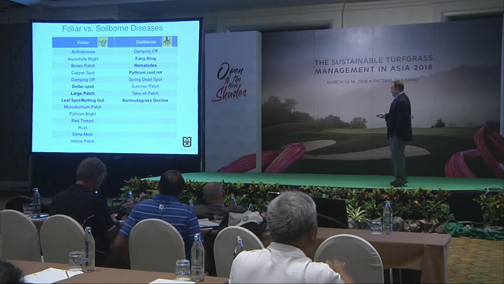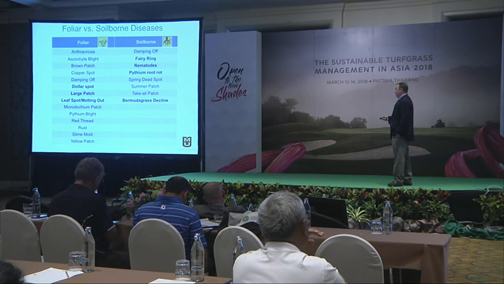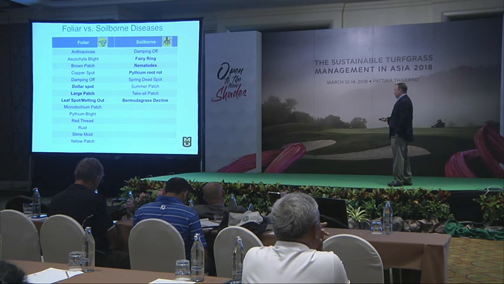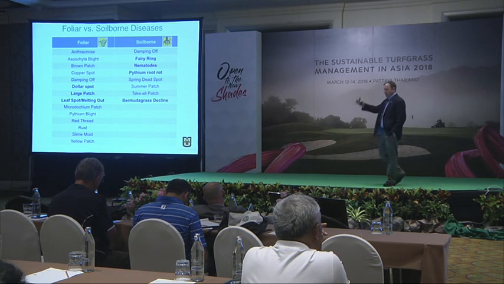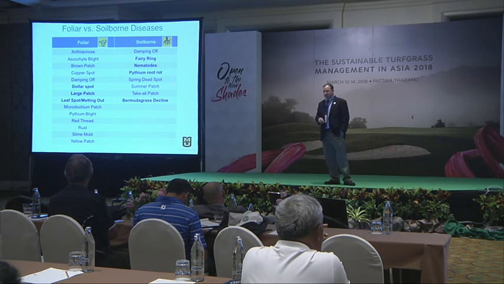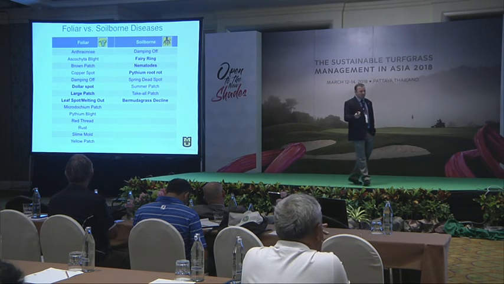Fairy ring, which is very difficult to control. Nematodes, which are difficult. Pythium root rot, which is difficult. Bermuda grass decline, which is difficult. Spring dead spot, if you do go through seasonal and transitional, that is very difficult to control. So when we get into soil-borne diseases, we're really getting into very difficult concepts of management and how to try and control these.